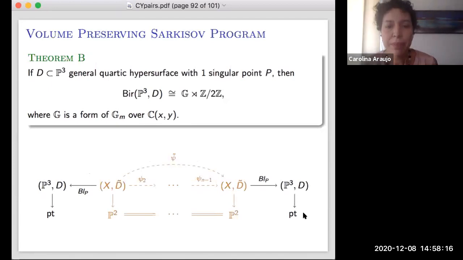Okay, so let me just end by saying that we actually study more than just the birational group of the pair. By understanding the birational geometry of the pair, we mean much more. So for instance, in the proof of both Theorem A and Theorem B, we needed to understand and classify all the possible Mori fiber spaces, or Mori fibered Calabi-Yau pairs, that can appear in such a decomposition.